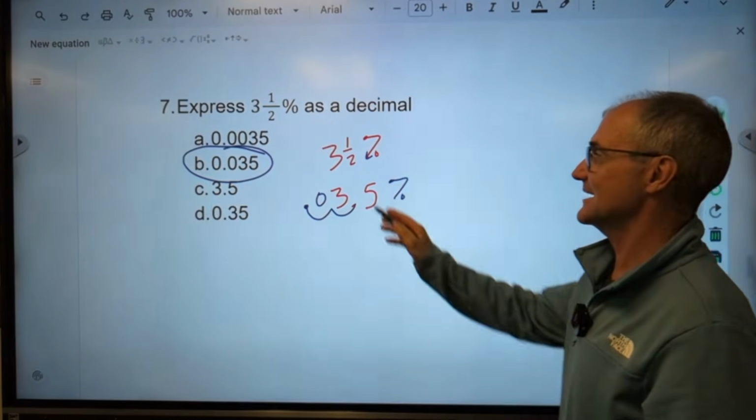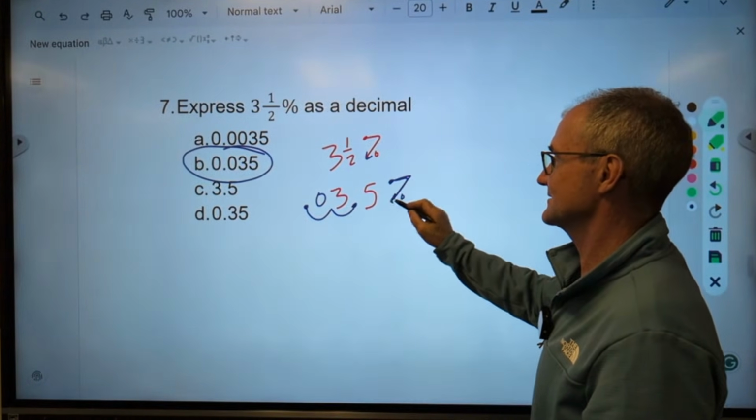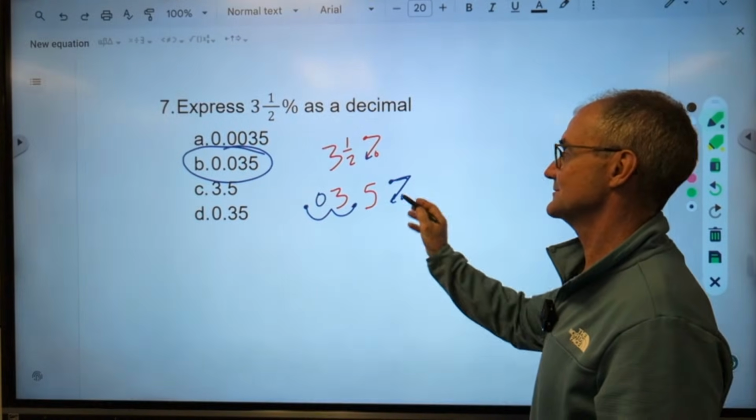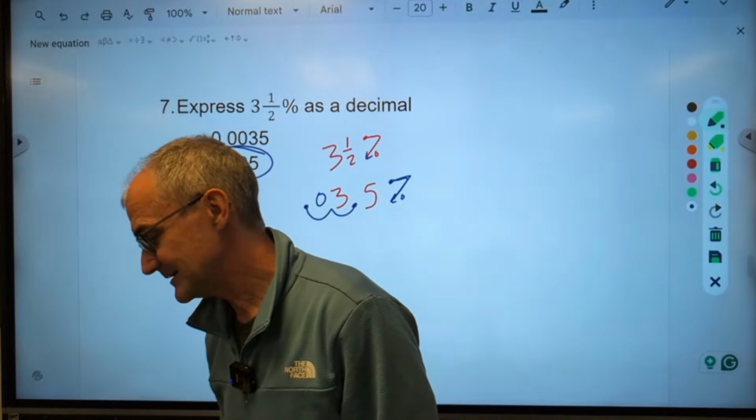So don't skip any steps. Convert that to a decimal first. Get that 3.5. Percent's telling you to shoot it over that way 2 spots. So that was answer B.